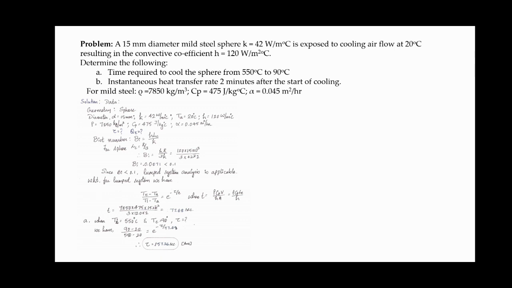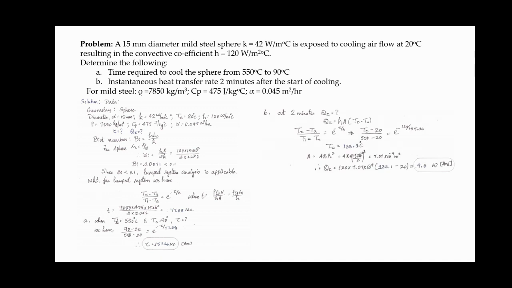Now let us calculate the time required to cool the sphere from 550 degrees Celsius to 90 degrees Celsius. Here I know the initial temperature Ti as 550 degrees Celsius and the final temperature T tau as 90 degrees Celsius. Now if I substitute these things in the above equation, 90 minus 20 divided by 550 minus 20 will be equal to e to the power of minus tau divided by 77.68. So tau will be equal to 157.26 seconds.